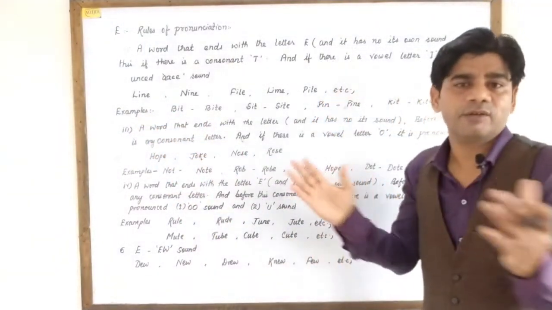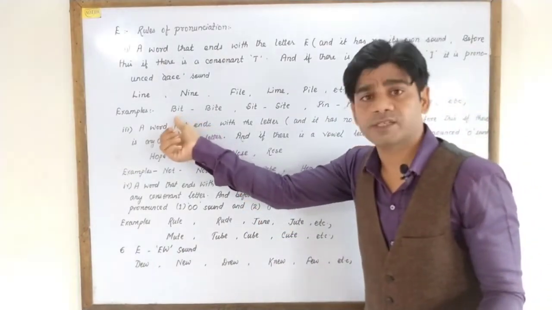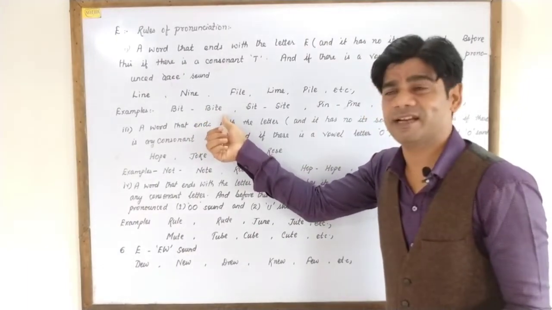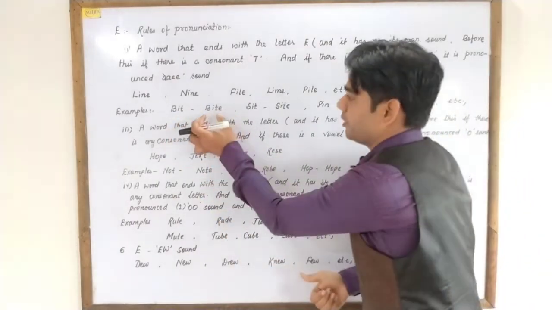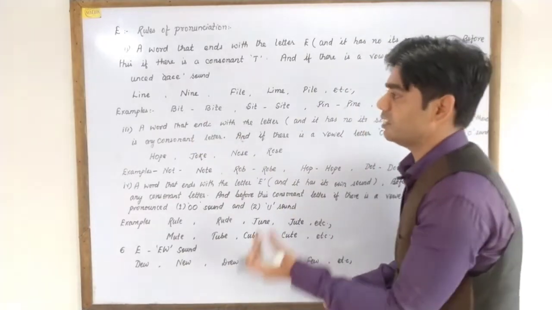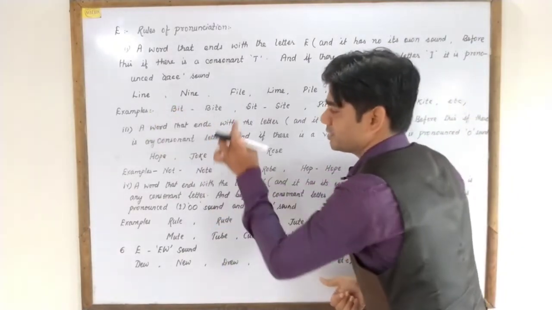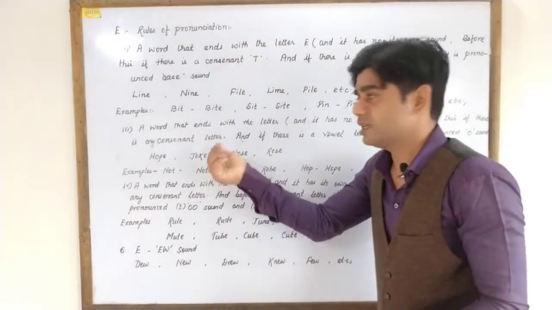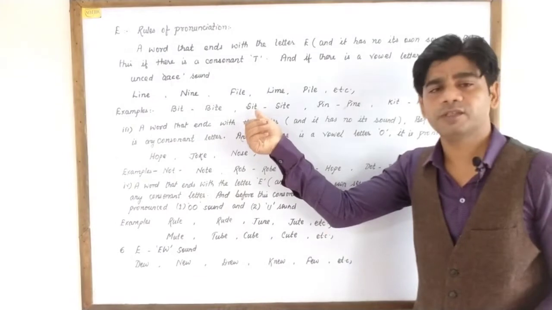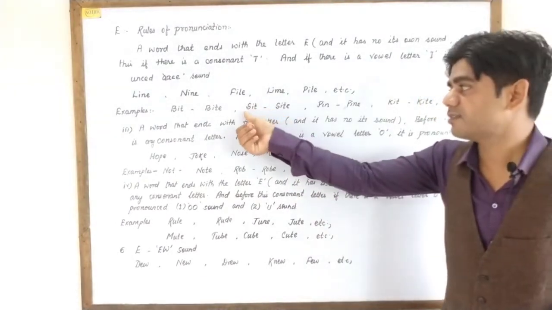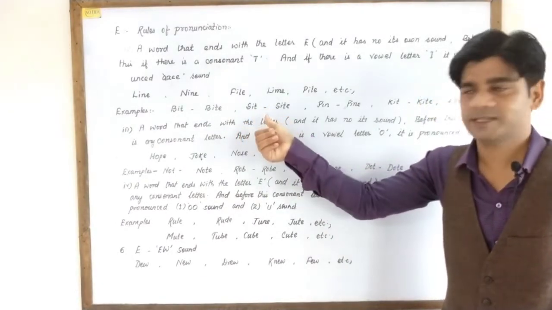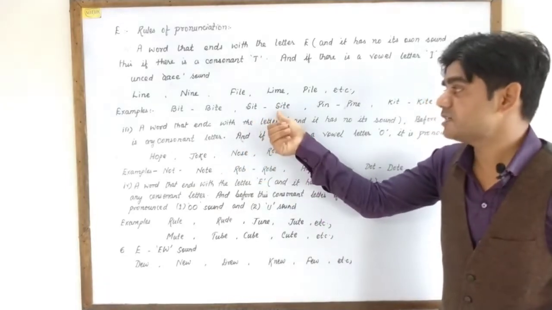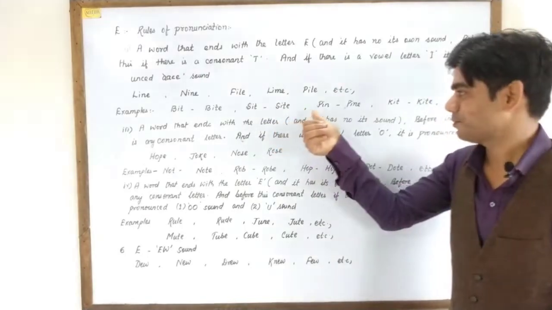B-I-T. There is no letter E, so it will be pronounced: bit. But if you add the letter E at the end of this word, how will it be pronounced? Bite. Here it was bit, and here we read it as bite. Now one more example: S-I-T, sit. And if you add E at the end of this word, it will be: site.